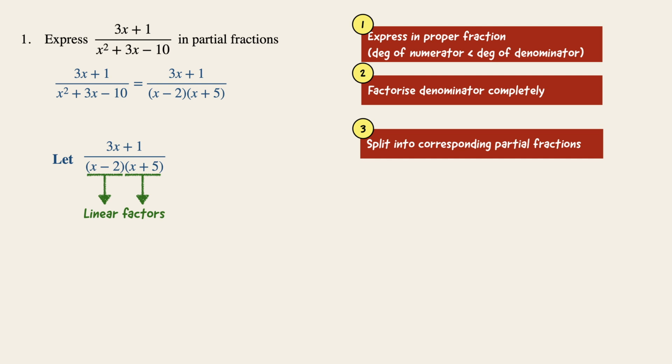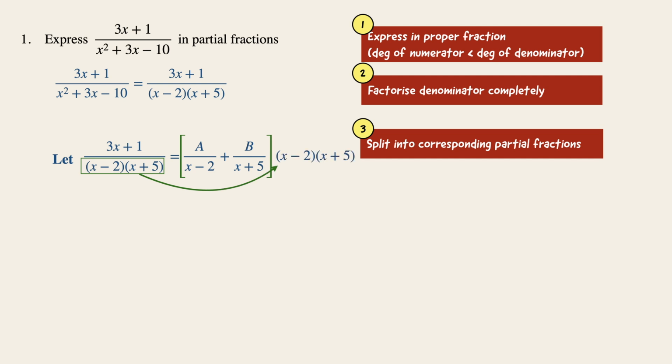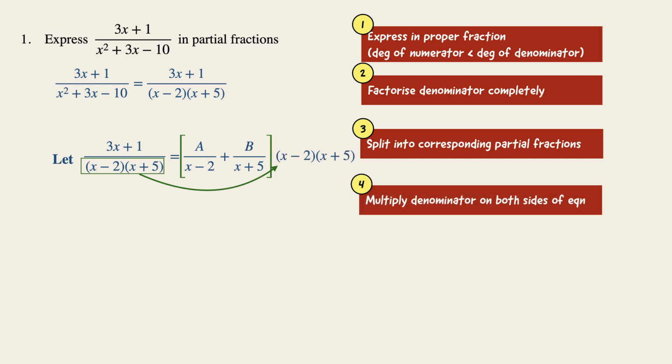So since we have two linear factors, we have two components, starting with A over x minus 2, and always put a plus to connect them together, and B over x plus 5. Next, our objective is to find the values of A and B. Now to make the expression more elegant, let's remove the fractions by multiplying this denominator on both sides of the equation. Now if we were to do this, A will be multiplied with x plus 5, while B will be multiplied with x minus 2.